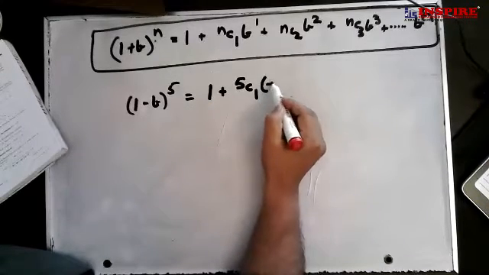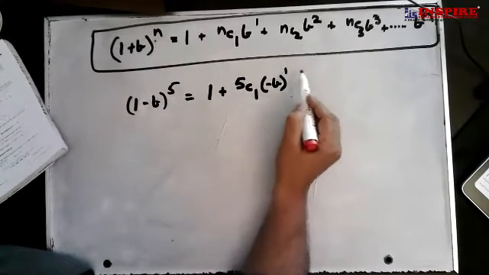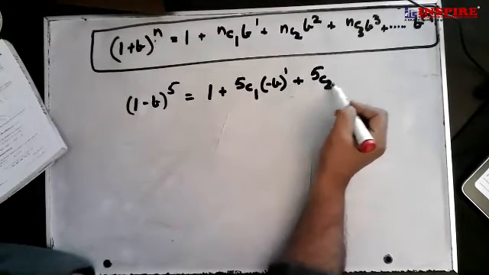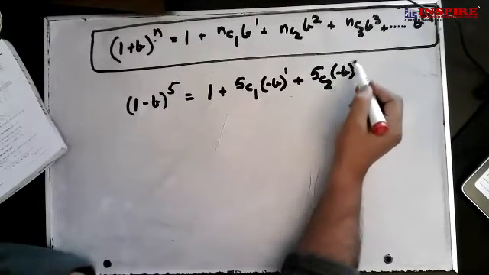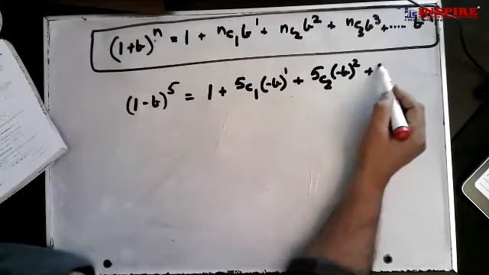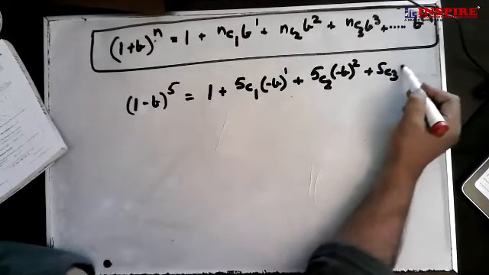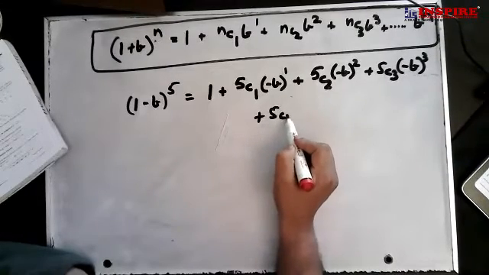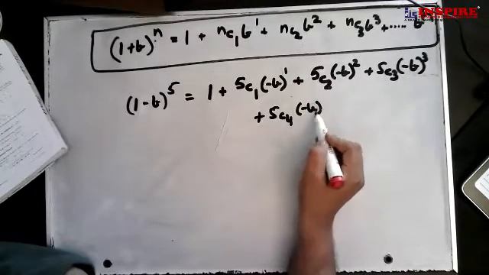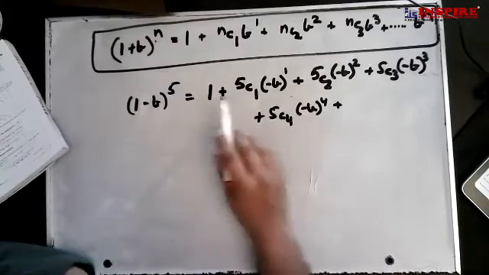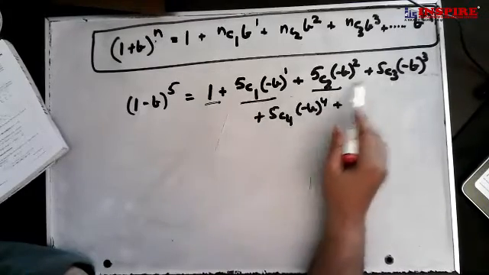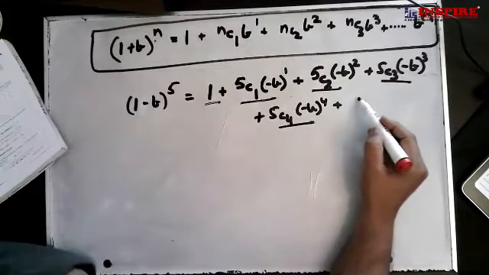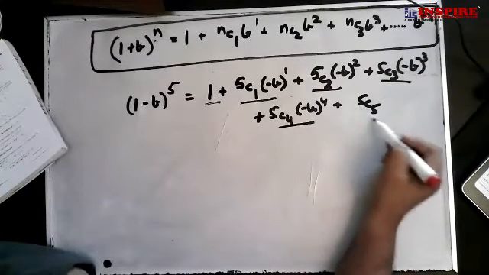In place of b you will write minus b, to the power of 1, plus 5C2 minus b to the power of 2, plus 5C3 minus b to the power of 3, plus 5C4 minus b to the power of 4. And the last one, 1, 2, 3, 4, 5, and the sixth term will be 5C5, which is actually equal to 1.